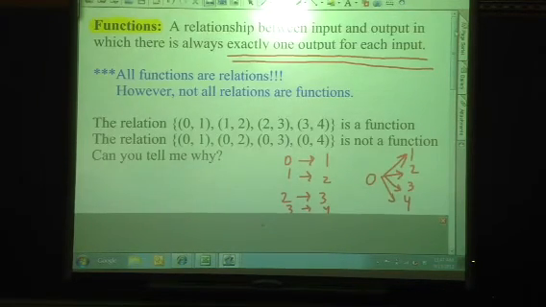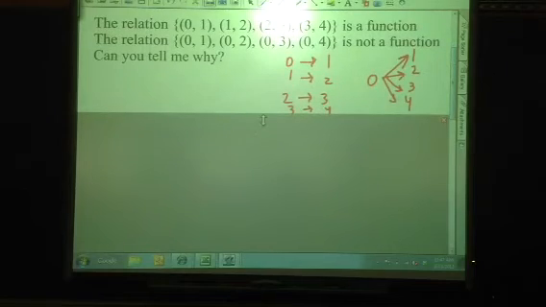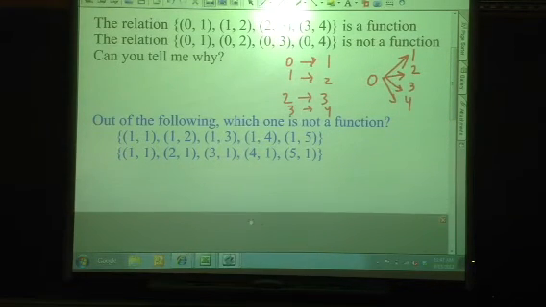Now, I would like for you to identify, out of those two, which one is not a function. Hopefully, you could quickly identify that the first one is not a function, but the second one is a function.